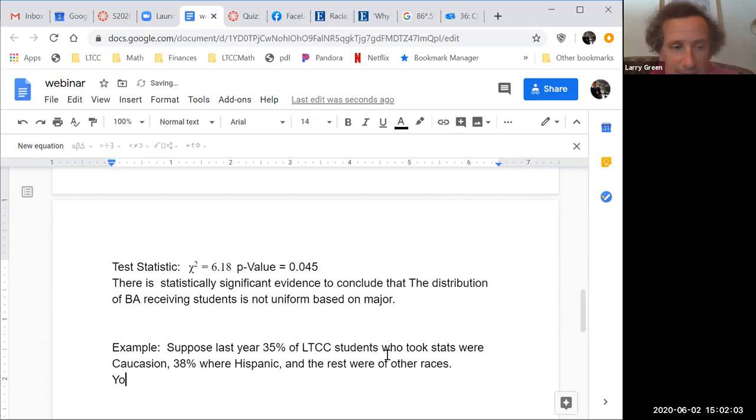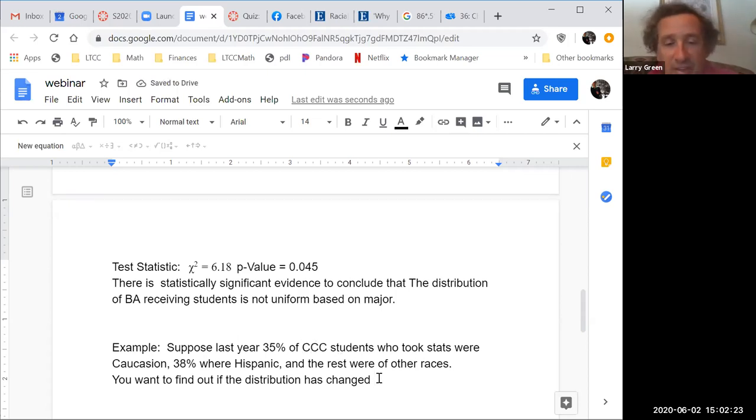You want to find out if the distribution has changed. Okay, and actually, let's go instead of LTCC, let's go CCC. Make it a big population. Distribution has changed this quarter. Actually, I should say this term since I'm CCCing now. Now that, let's just go this term.